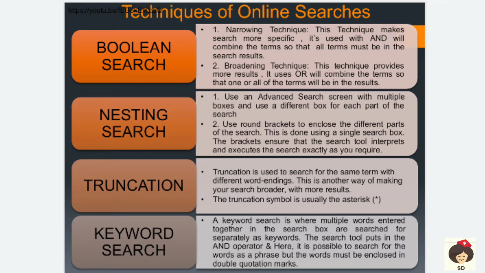And next is the nesting technique. In nesting technique there are two types: one is advanced search and the other is round brackets. In advanced search there will be multiple boxes coming, like in the drop list, multiple boxes will come on the computer screen. So you can use multiple words and search according to the study.